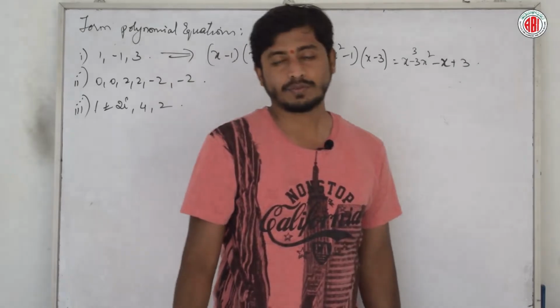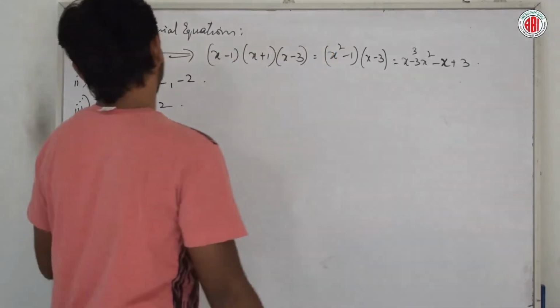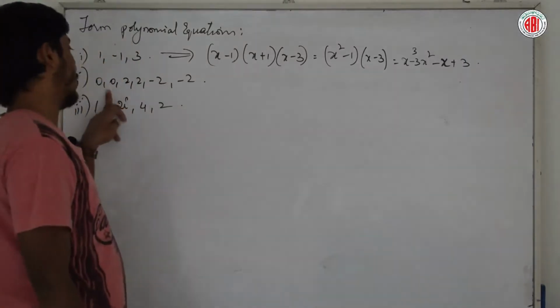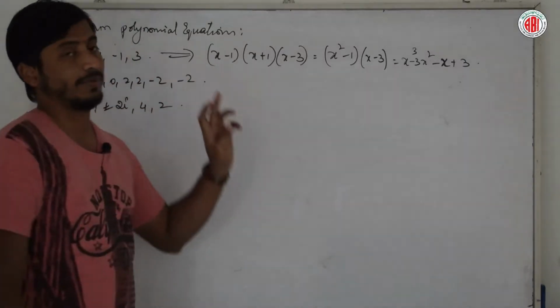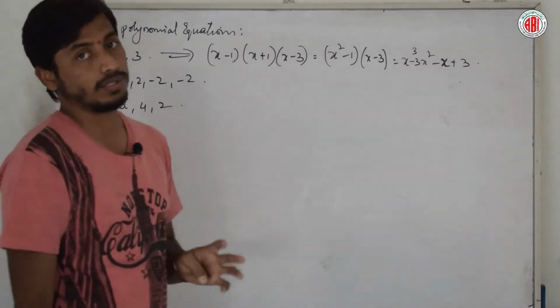Is it a cubic polynomial? Right? Fine. Look at the next question here. How many factors are there? 0, 0, 2, 2, minus 2, minus 2. There are 1, 2, 3, 4, 5, 6 roots.